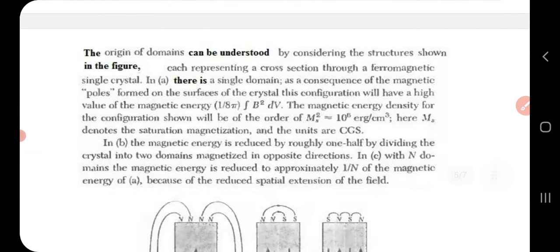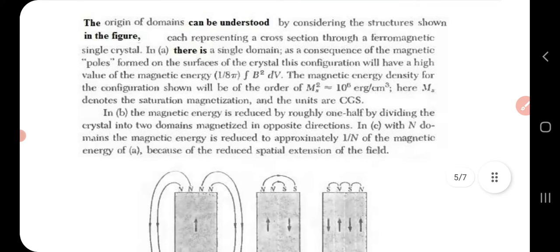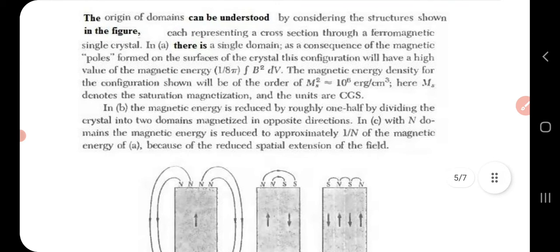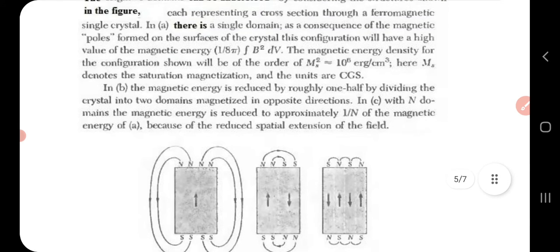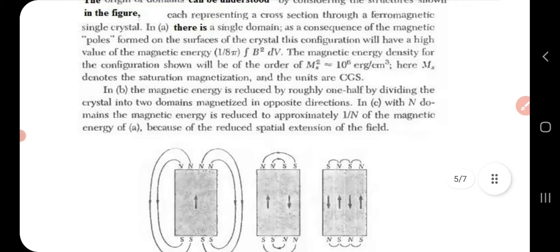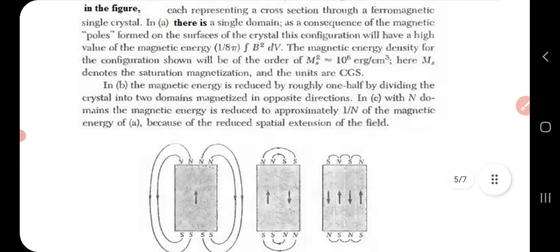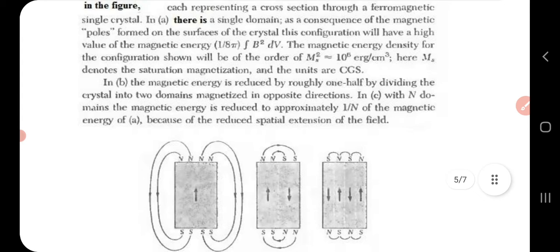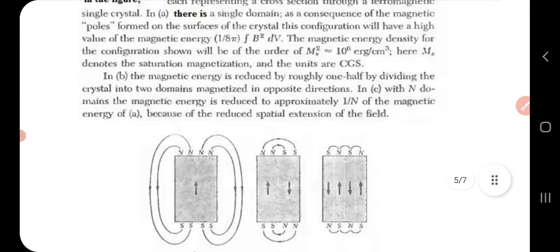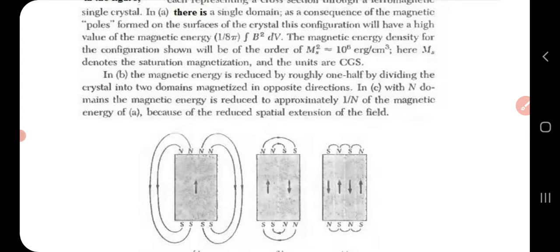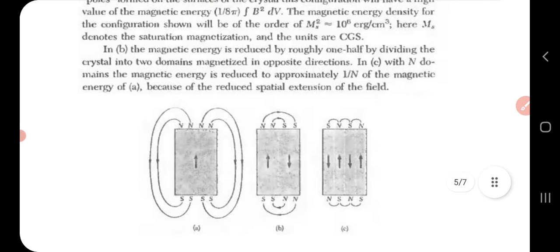Now here the origin of domains can also be more clearly understood by considering the structures shown in the figure, each representing a cross section through a ferromagnetic single crystal. So in figure A, you can see a single domain. As a consequence of magnetic poles formed on the surface of the crystal, this configuration given in figure A will have a high value of magnetic energy. Okay, and they have given that value of magnetic energy there. Just write that value, 10 raised to 6 erg per centimeter cube. The rest you can skip.